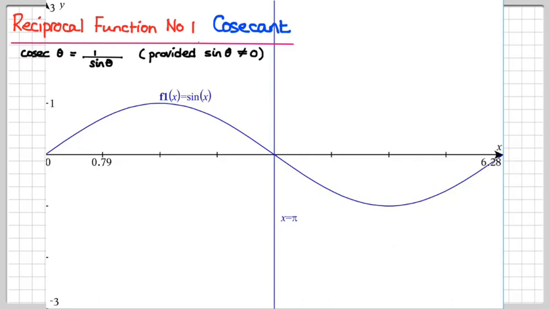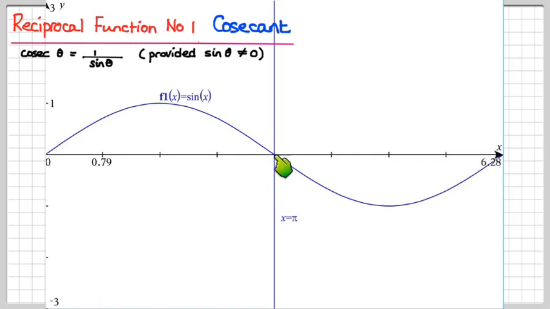So there's sine. Okay, we're going from 0 to 2 pi. Now, what I've done here, ladies and gentlemen, is I've basically shown you the point where sine equals 0 there, because that's going to be an asymptote for cosec, isn't it? Because 1 over 0 is undefined. That's why I drew that there.